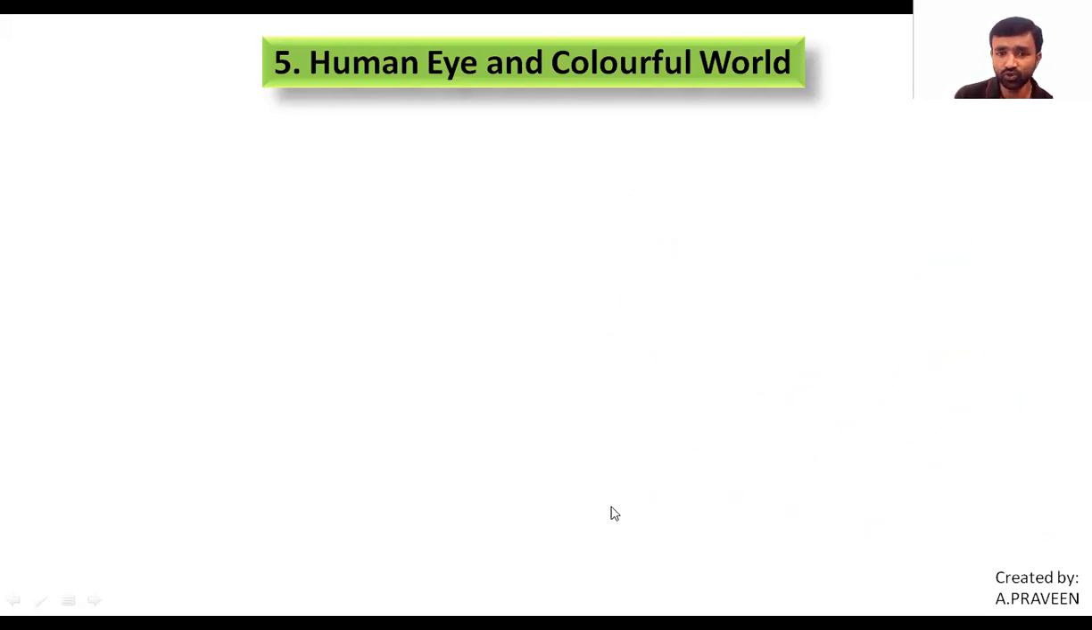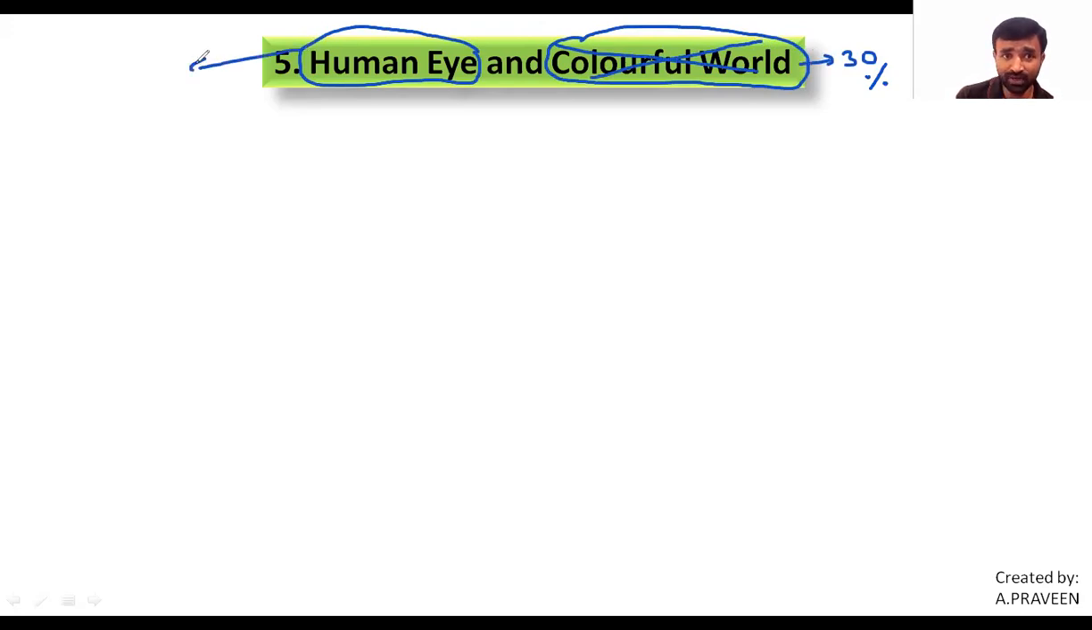So actually, it is 2 parts: one is the human eye, and another topic is colorful world. For 21 and 22 batch, there is no information about colorful world. It is in the 30% of syllabus, right? Then only this human eye topic is there in the 70% of syllabus. So we'll discuss only about the human eye in this lesson.